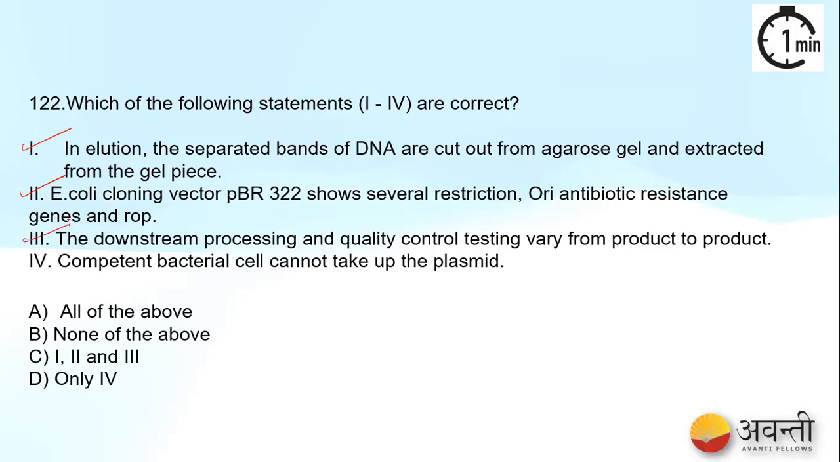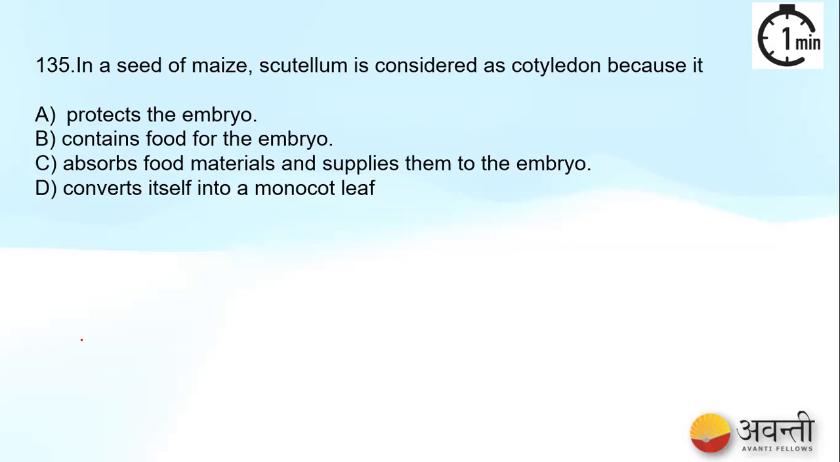Now, the option says competent bacteria cannot take up the plasmid. Basically, competent bacteria are the ones which take up the plasmid. So what makes the bacteria competent? We do it by adding calcium. When we add calcium, the bacteria take up the DNA that is in the surrounding. So option 4 looks wrong. According to the question, 1, 2, and 3 are right. So option C is right for question 122.